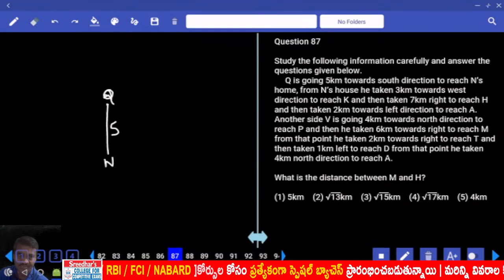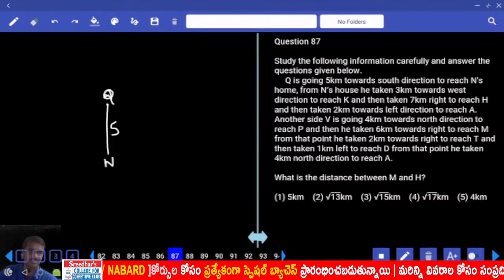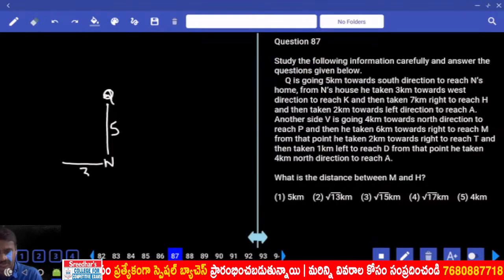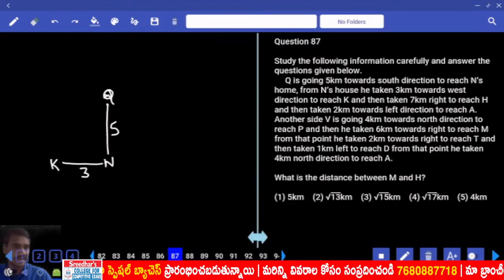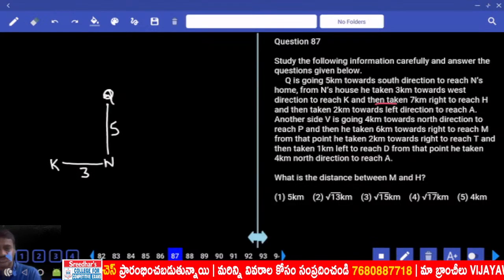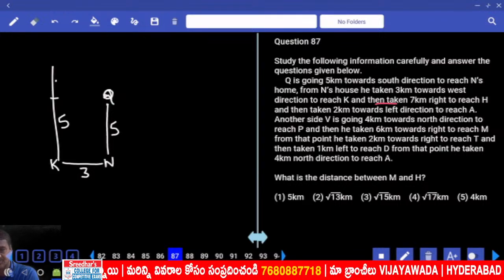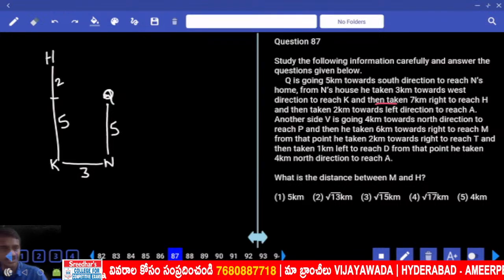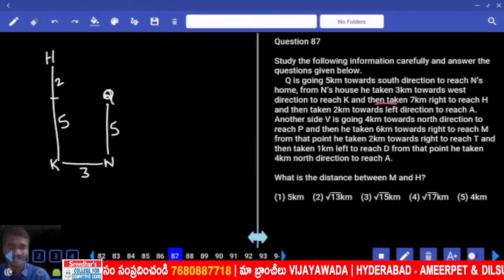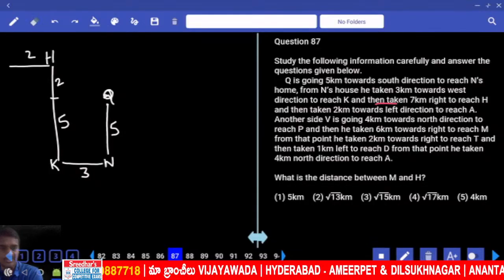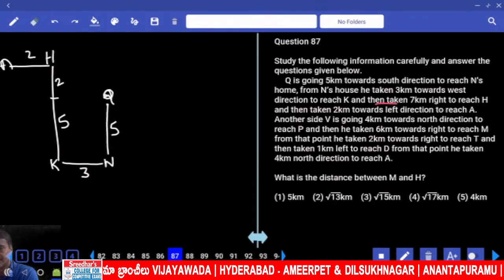From N's home he has taken 3 kilometers west to reach K. Then taken 7 meters right to reach H. From here 7 meters right hand side. Now 5 plus 2 is 7, to reach H. And then taken 2 meters left direction to reach point A. Done.